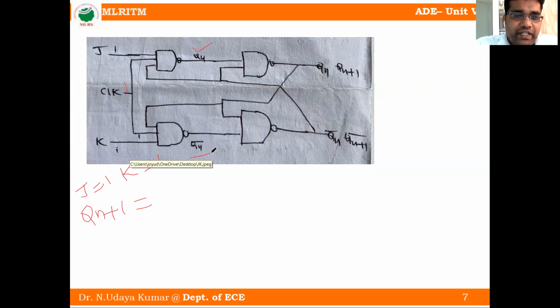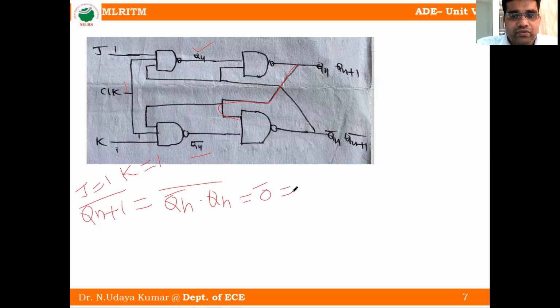Here you find the Qn plus 1 complementary section, we find the value now. So Qn plus 1 is equal to, the first input is Qn bar, then the second input is Qn. So Qn bar into Qn whole bar, that means A bar into A is equal to 0, 0 whole bar is equal to 1. So we got the Qn plus 1 value as 1.